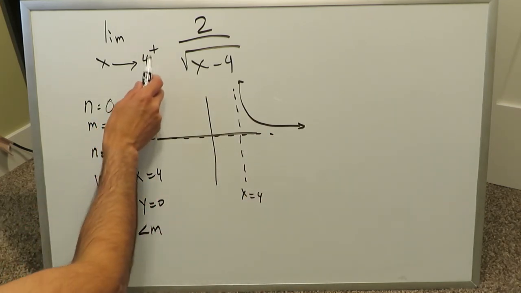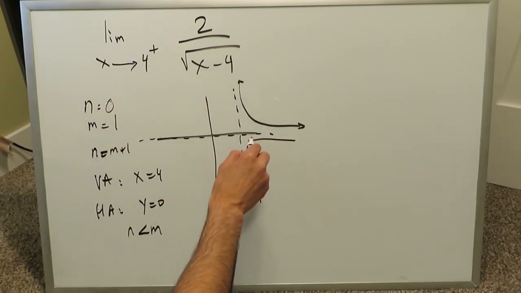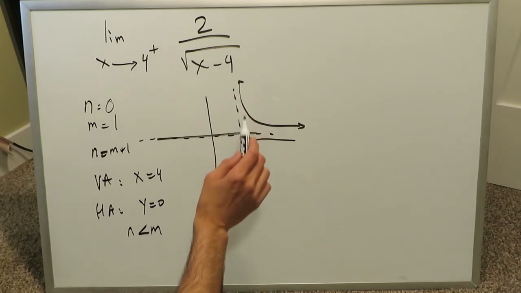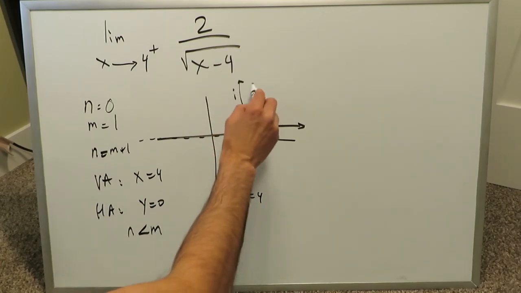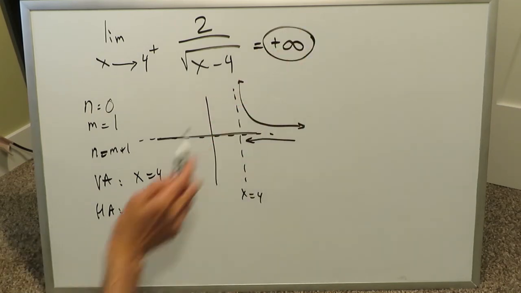Limit as x approaches 4 from the right. You're looking at these values approaching towards this. What happens to your function? It shoots out of bound towards the direction of positive infinity, and that ends up being your answer.